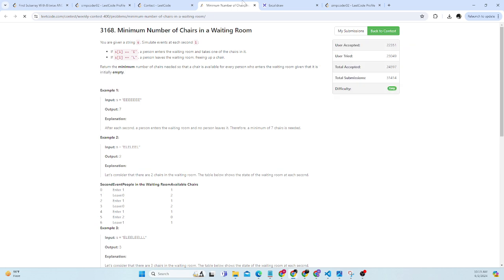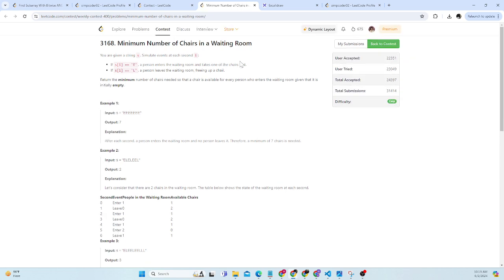So okay, let's start with the first problem. The first problem says that you are given a string s, simulate events at each second i. If s of i is e, a person enters the waiting room and takes one of the chairs in it. If s of i is l, a person leaves the waiting room, freeing up a chair. Return the minimum number of chairs needed so that a chair is available for every person who enters the waiting room, given that it is initially empty.